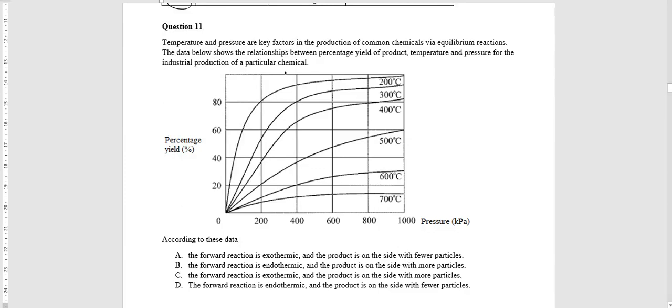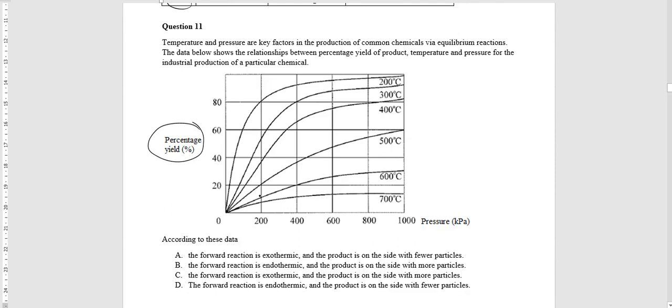The data below shows the relationship between percentage yield of product, temperature, and pressure. The temperature is actually the different curves, and pressure is the horizontal axis. According to these data, there are quite a few things. You need to look at two different things when you look at this graph. I'm going to start with temperature so I can determine whether the forward reaction is exothermic or endothermic. If I look at the height of the curves, at 700 degrees the percentage yield is lower than at 200 degrees. The 200 degree curve has a percentage yield of almost 100%.